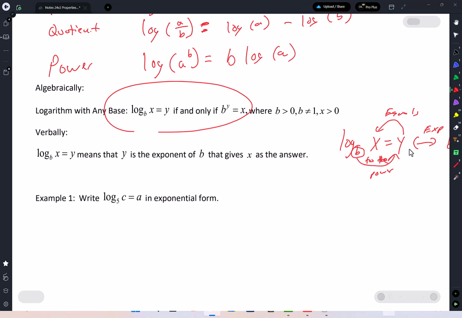Example 1. Write log base 5 of c equals 8. So start at the base. And what am I going to write? 5 to the power of 8 is equal to c. Done. And you can do your little arrow. 5 to the power of 8 equals c. It works. Does that make sense, guys? All right, cool.